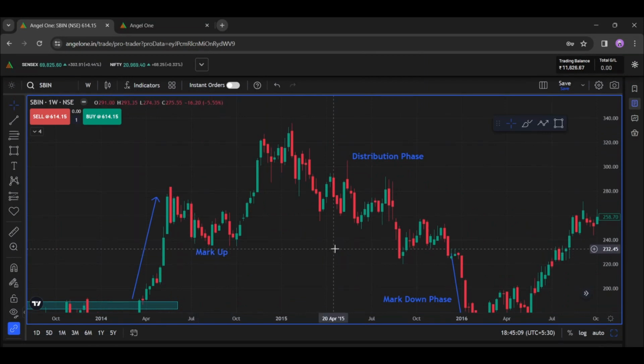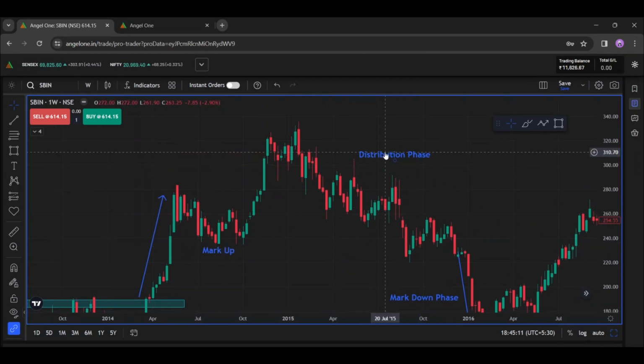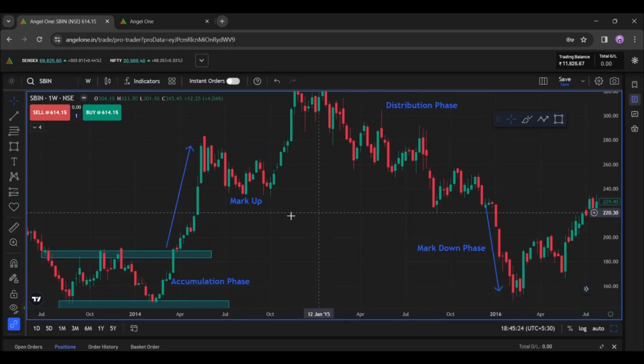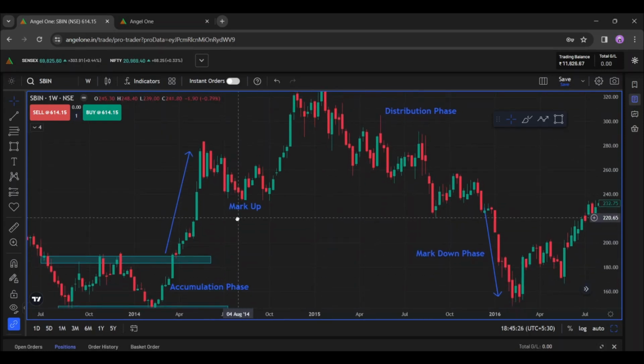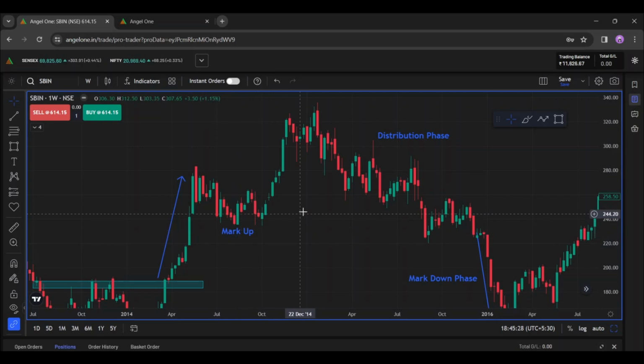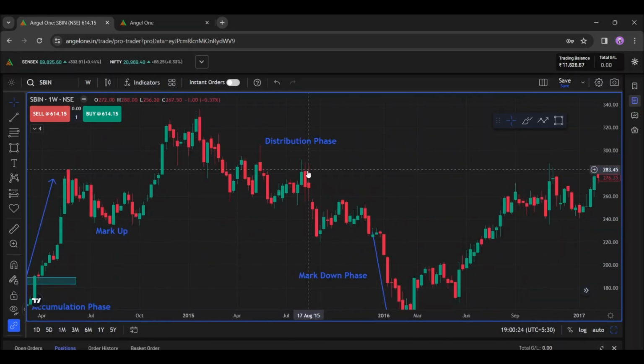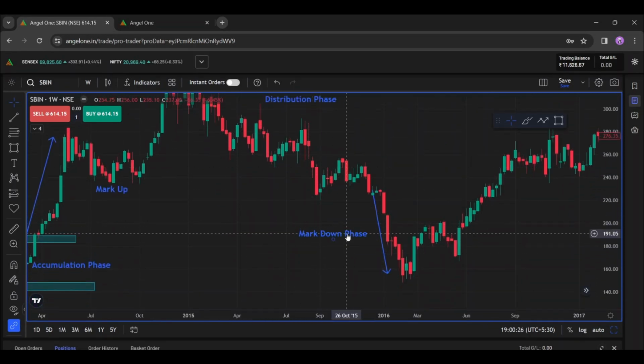After the markup phase, the next phase is the distribution phase. In this distribution phase, the market sentiment slightly turns from bullish to bearish, and you can see the market turned bearish here. The investors who accumulated their positions in the accumulation phase will slowly start booking their profit and exiting their positions. And after this distribution phase, the last phase is the markdown phase.